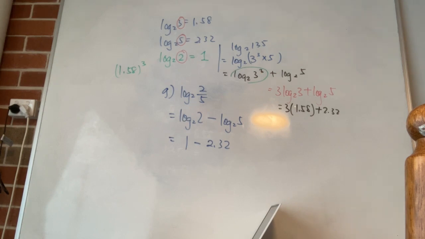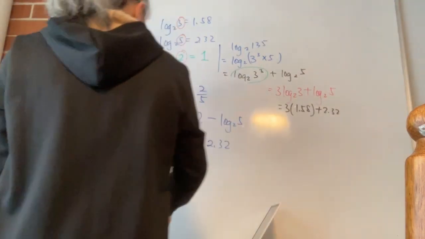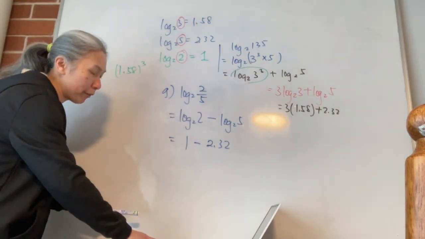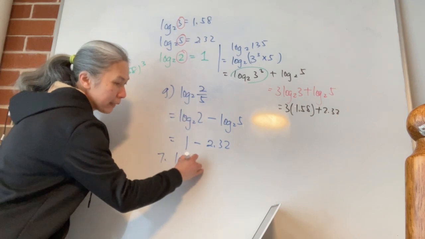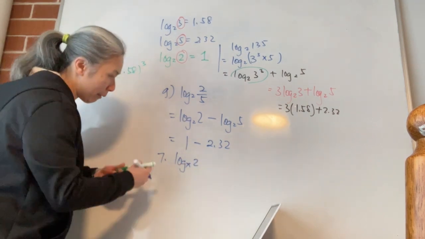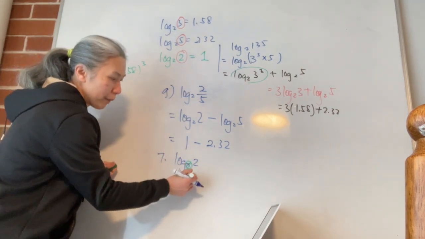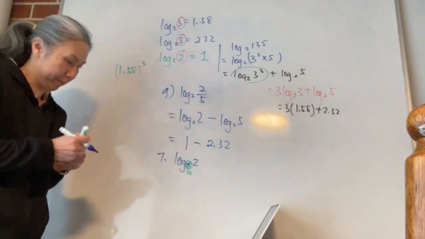Okay, Kushi, can you change the next question? It should be both of them base 8. Can you change question 7? Log base x of 2, change it to this number. It's wrong, change it to base 8.